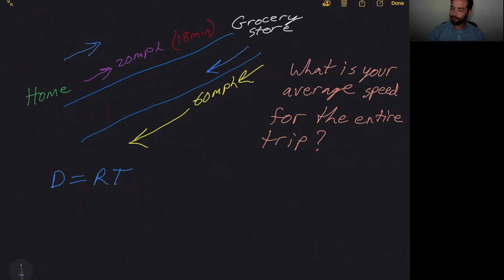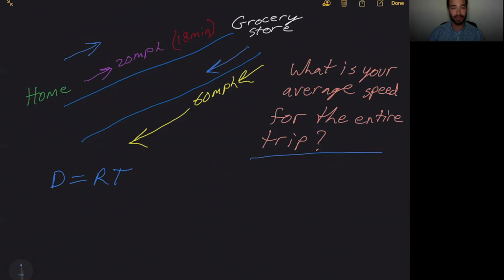Okay, so again, you're riding up a hill at 20 miles per hour for 18 minutes to the grocery store. And then you're riding back down the hill at 60 miles per hour. Now, it's the same path, which means you have gone the same distance on the way up as you did on the way down. Home to the grocery store to home. So the question is this: what is your average speed for the entire trip?